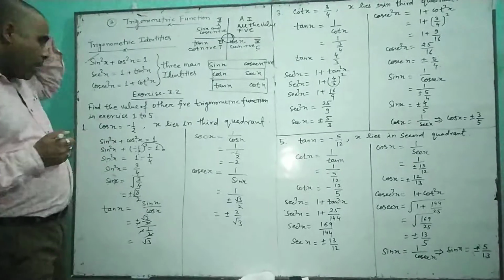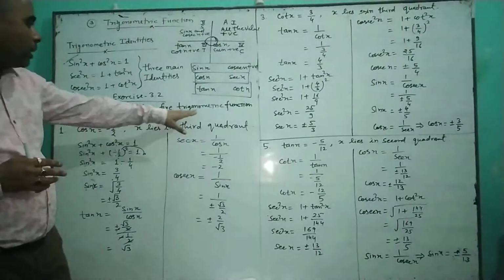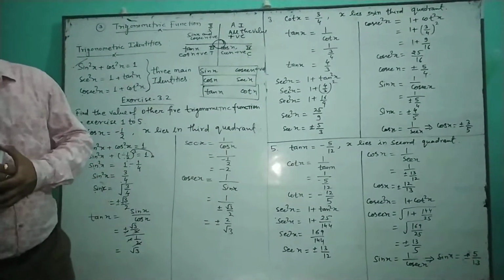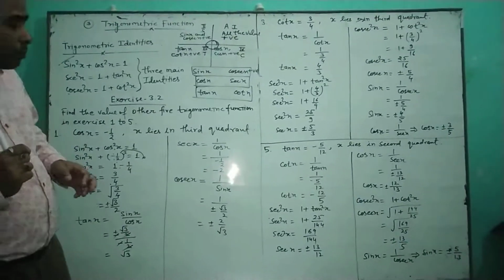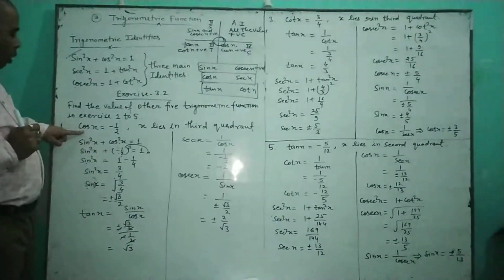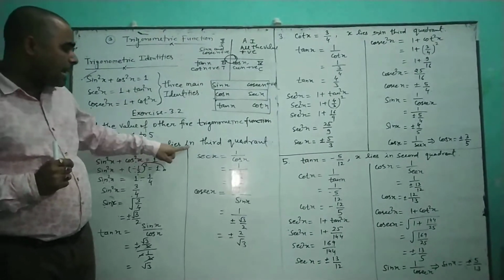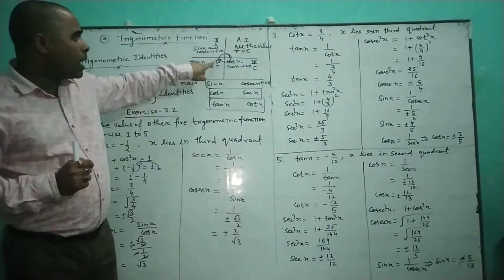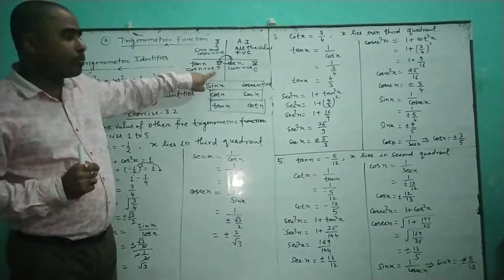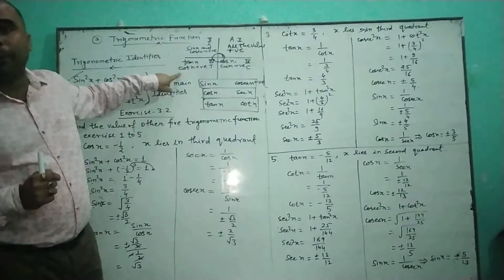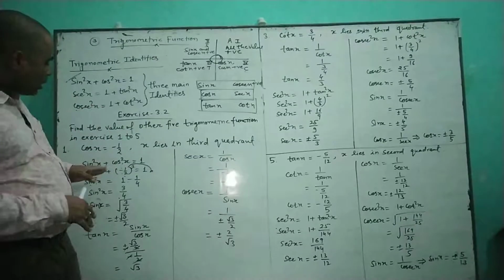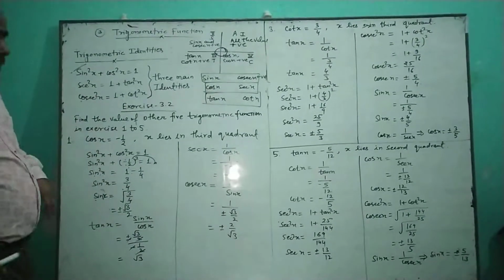In the exercise we have to find the value of the 5 other trigonometric functions. In exercise 1 to 5, one is given. First one is cos x is equal to minus 1 by 2, and x lies in the third quadrant. We have to see here in the third quadrant T means tan and cot will be positive, rest negative. Now see here how it will be positive and negative.